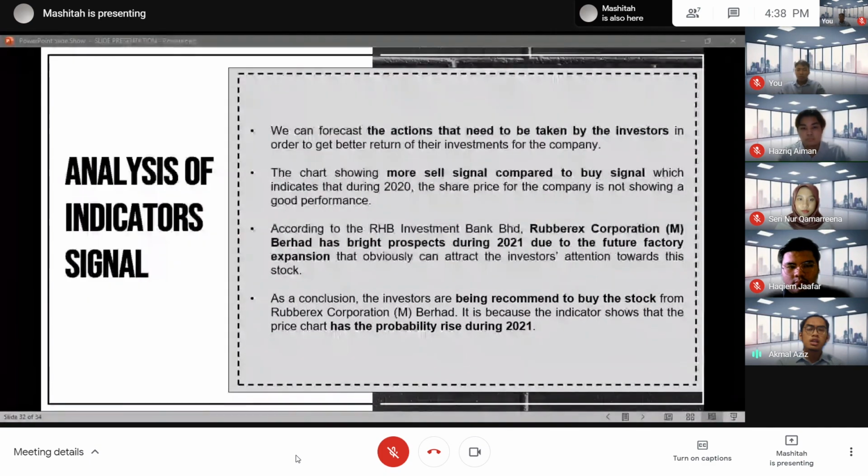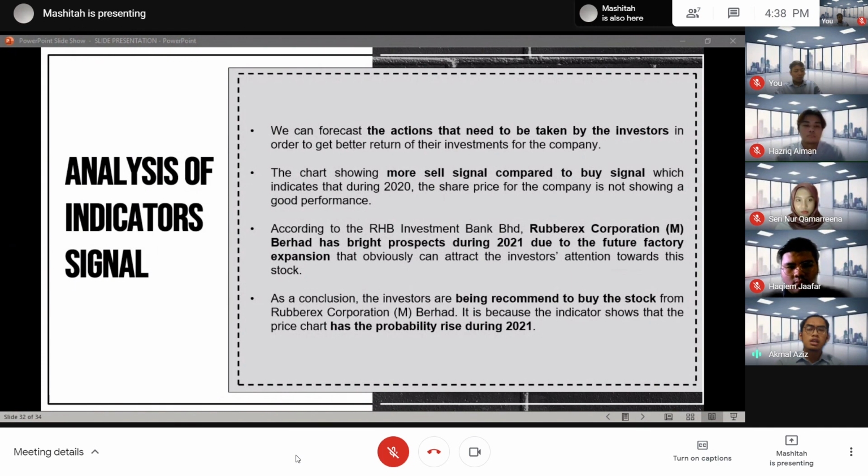So, from the analysis of the indicator signals, we can forecast the action that needs to be taken by the investor in order to get a better return on their investment in the company. The chart shows more sell signals compared to buy signals, which indicates that during 2020, the share price of the company is not showing good performance.